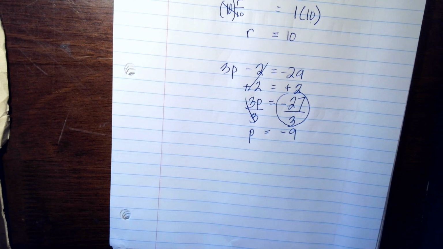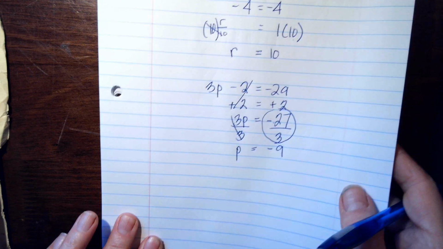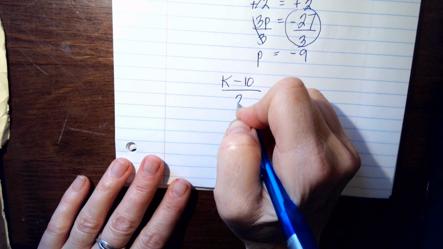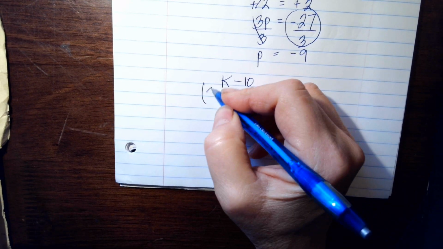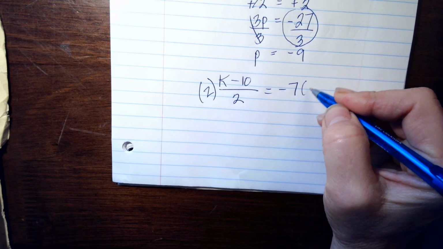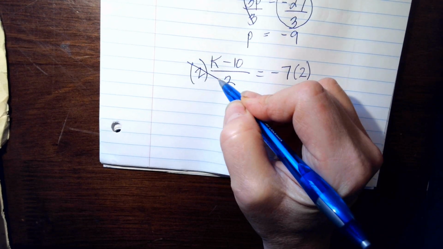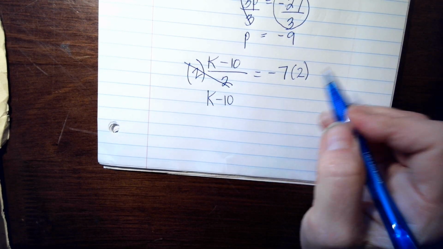So that's how we take care of that one. Okay, for number 5, it's k minus 10 divided by 2 equals negative 7. They're dividing, so we multiply. Anything we do to one side, we do to the other. This cancels each other out. K minus 10 is left.